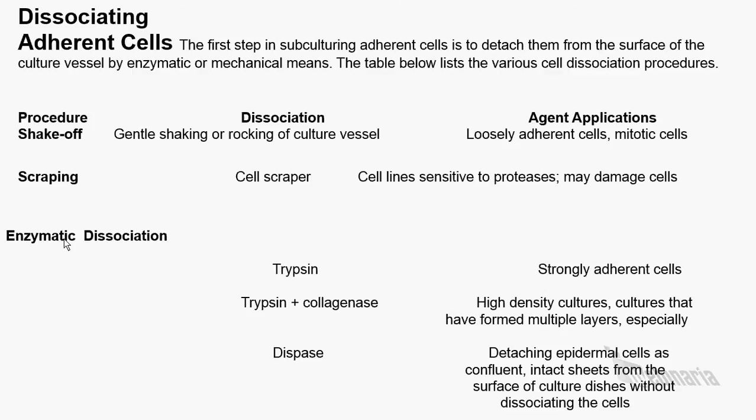Trypsin is very efficient, but it is toxic in high concentration, so you have to keep that in mind, and it can be used for strongly adherent cells. A very common and most suitable method is trypsin with collagenase, which can be used for high density culture or culture that has multiple layers, especially fibroblasts, and they are not toxic. Dispase is another enzyme and can be used for detachment of epidermis cells. Even intact sheets can be taken out without dissociating cells.